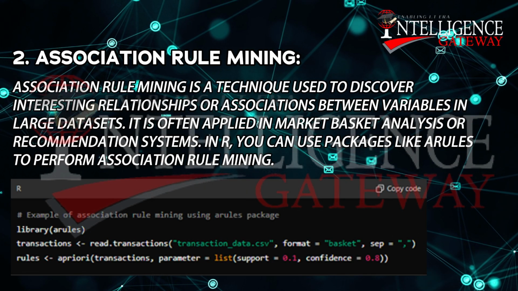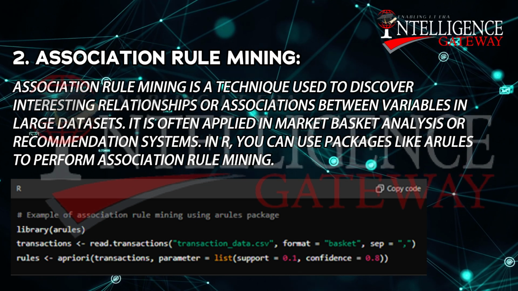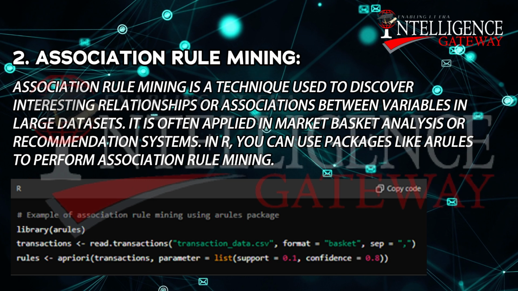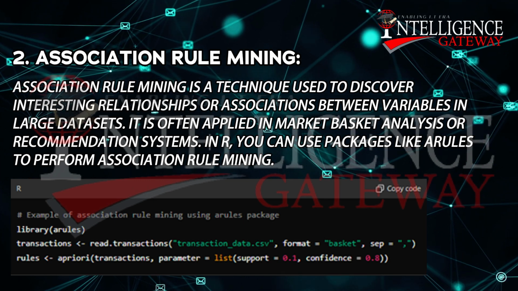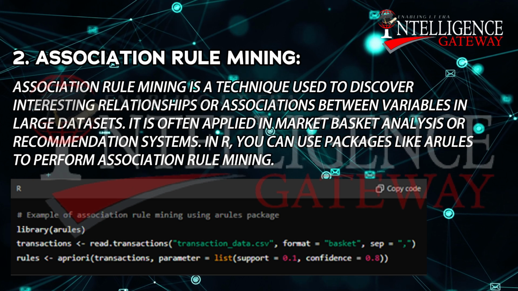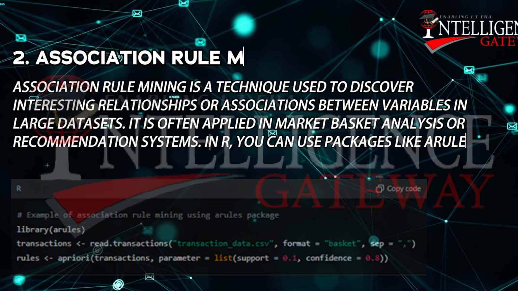2. Association rule mining. Association rule mining is a technique used to discover interesting relationships or associations between variables in large datasets. It is often applied in market basket analysis or recommendation systems. In R, you can use packages like arules to perform association rule mining.